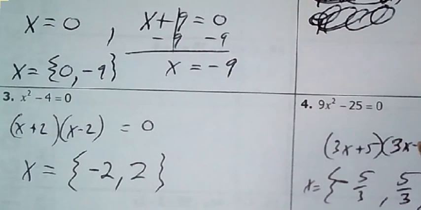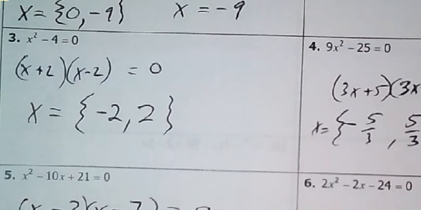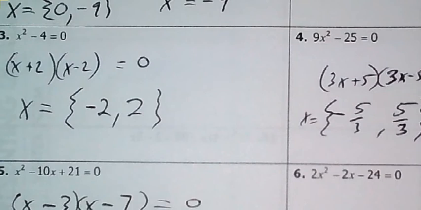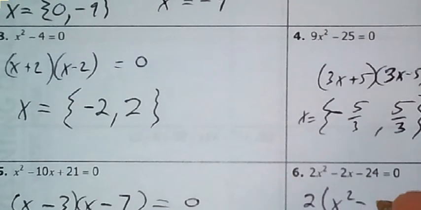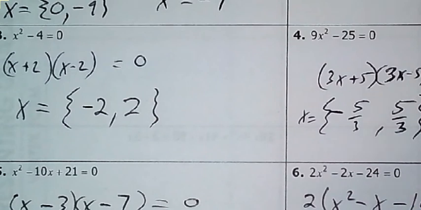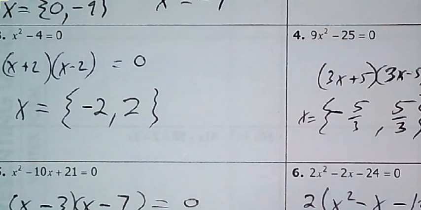Alright, very good. Look at number 6. Number 6 is a trinomial, but there is a GCF, and it is 2. That leaves x squared minus x minus 12 equal to 0. Bring down your 2. Factor the trinomial, x and x. What are my signs going to be?